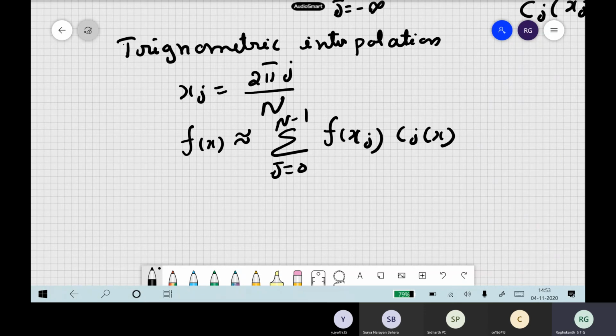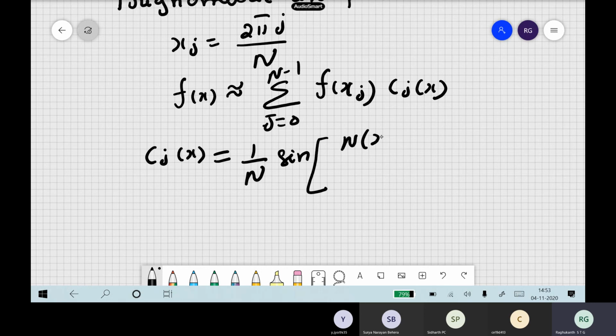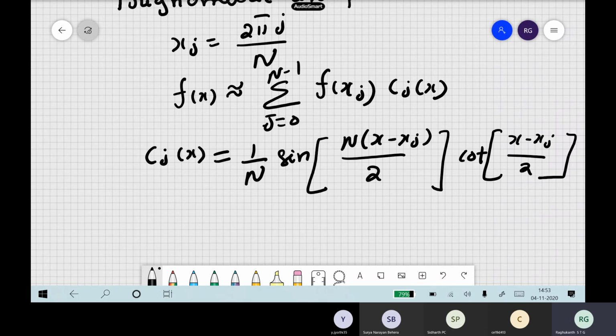So this is how we write it, and our cardinal function cj of x is 1 by n, sin of n times (x minus xj) by 2, cot of (x minus xj) by 2. You can plot this in MATLAB and verify. So this is the cardinal function for the trigonometric interpolation case. Of course, one can show that if you do all kinds of Taylor series expansions and others, it boils down to the same cardinal function, Whittaker's function itself. So this is how the function looks.